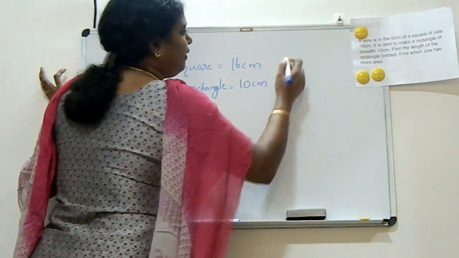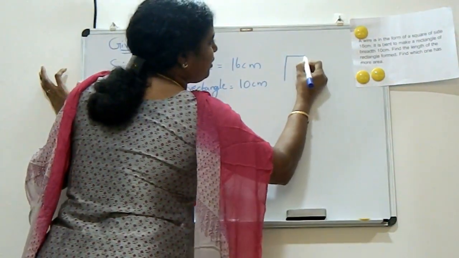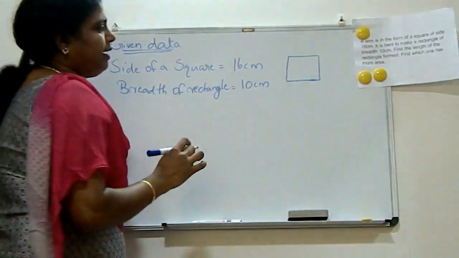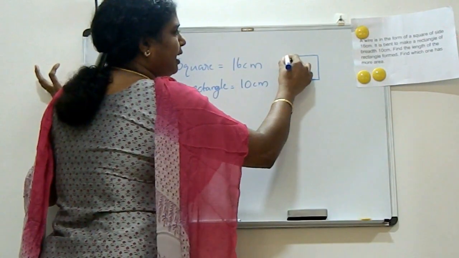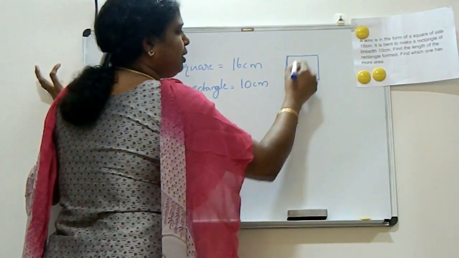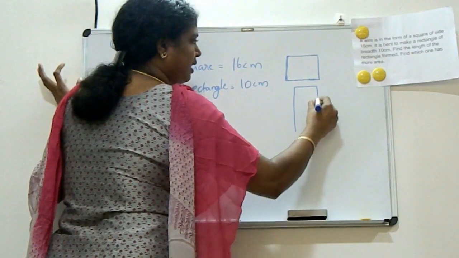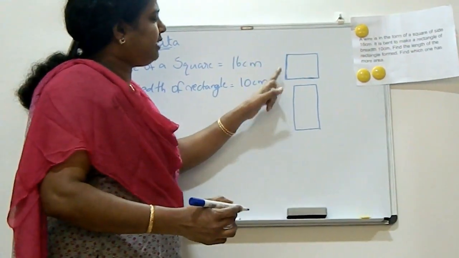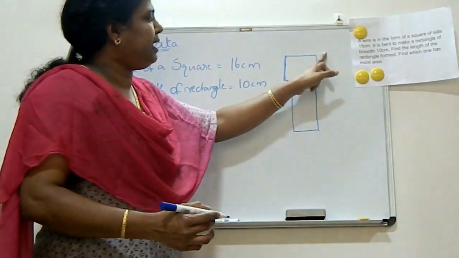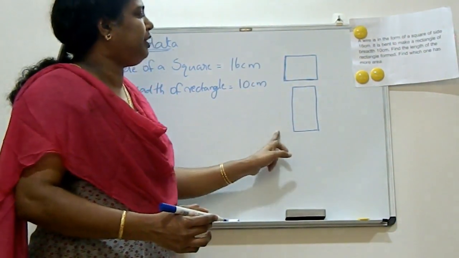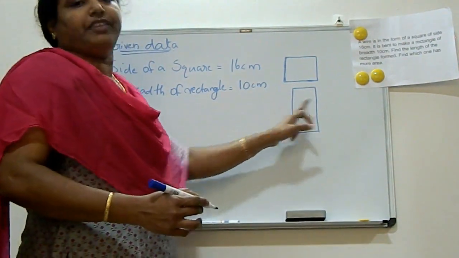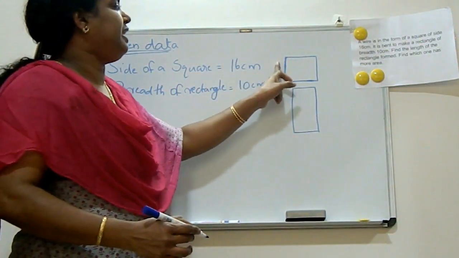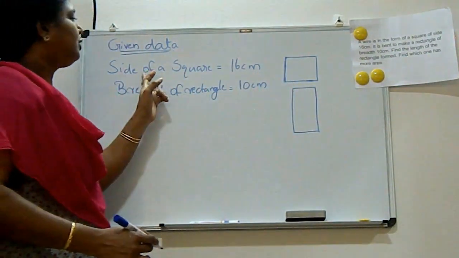This square wire is transforming to a rectangular form. This is one square wire. This same wire we are transforming to a rectangle. That means if we are converting the same wire to a rectangle, the perimeter of this square is equal to the perimeter of this rectangle. Like that we can equate and find out the length. Then first what will we find out? We will find out the perimeter of the square.